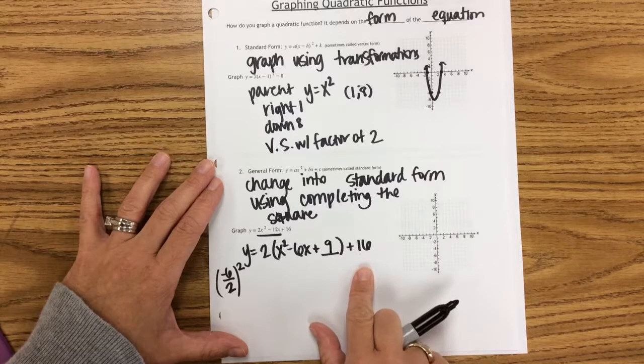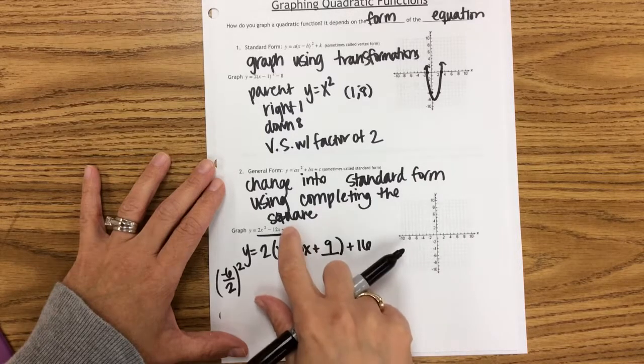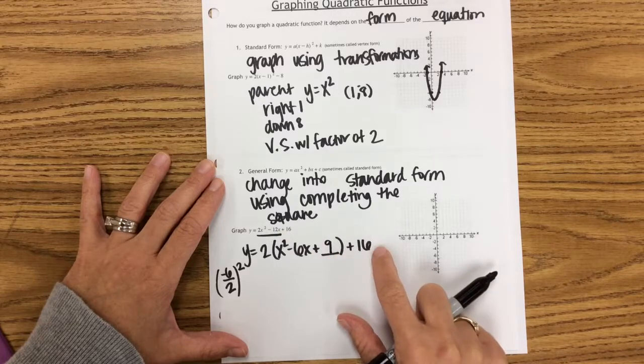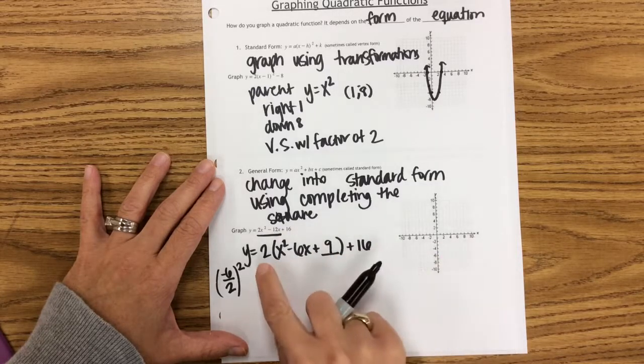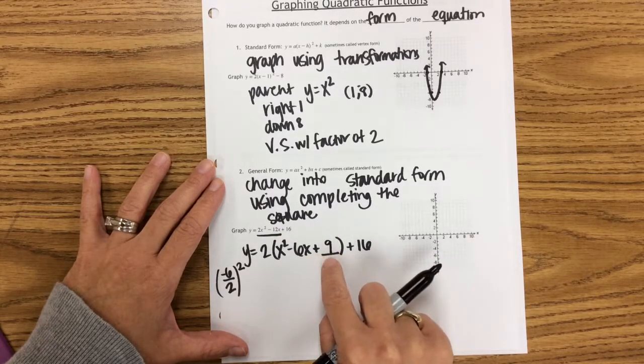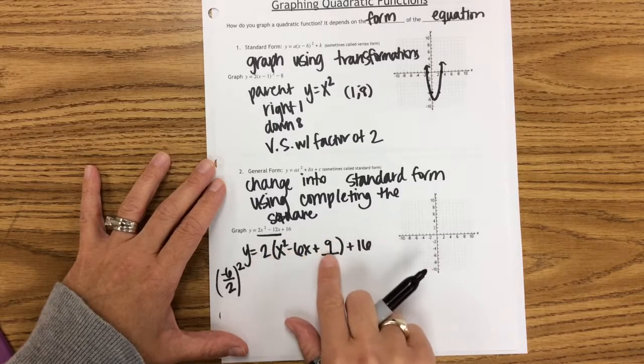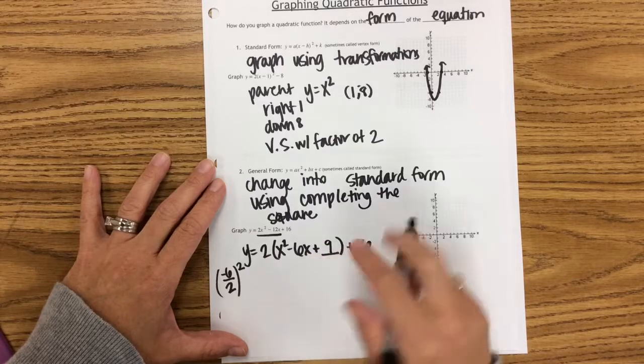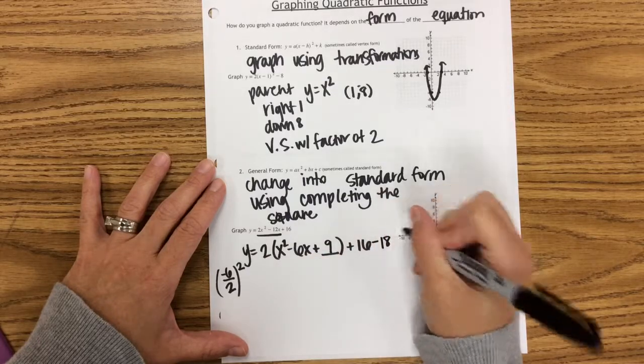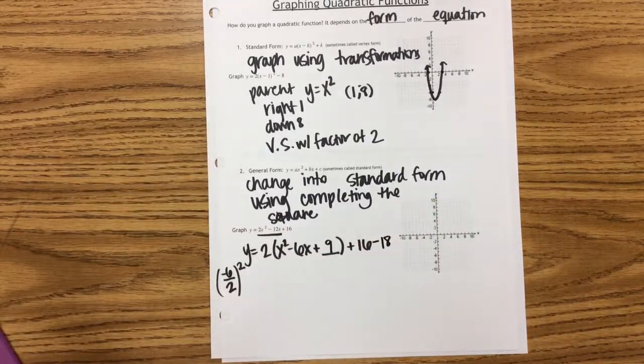In order to keep my equation unchanged, because I don't want to change the graph, I would need to subtract 9 right away. But because there's a 2 out here, although I added 9, if I distributed this 2, the 9 would turn into an 18. So I need to negate my positive 18 with a negative 18 at the end of the equation.